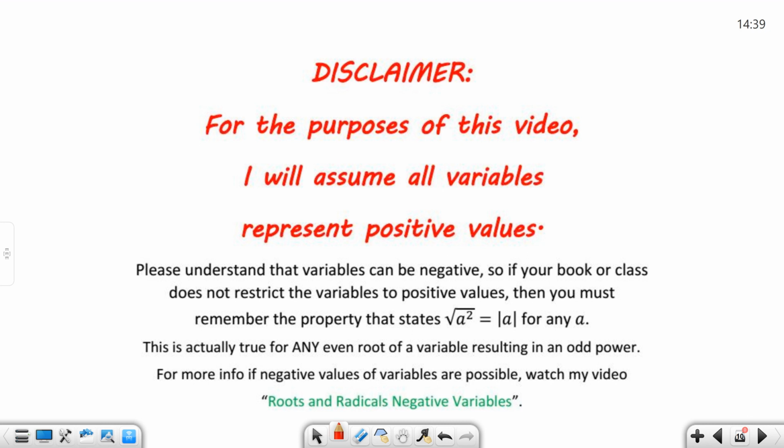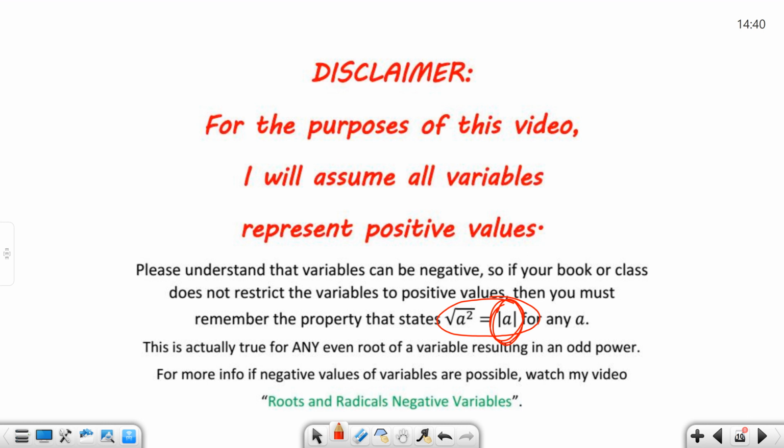All right? So I want you to understand something. Even though I'm assuming that all the variables represent positive values in this video, that's not always the case. Sometimes your variables can be negative, and we know this. And I don't mean like negative x. I mean x could be negative 4. So I'm assuming x only is 4 here, or 7, or 13, or 1/2. I'm not assuming it's negative 4, or negative 1/2, or negative 17. So if your book or class does not restrict the variables, then you must remember this property right here: the square root of a squared equals the absolute value of a. See what I'm doing when I assume the positive values here? I'm eliminating the need to worry about the absolute value. That's why I do it. That's why the books do it. You don't have to worry about the absolute value here.